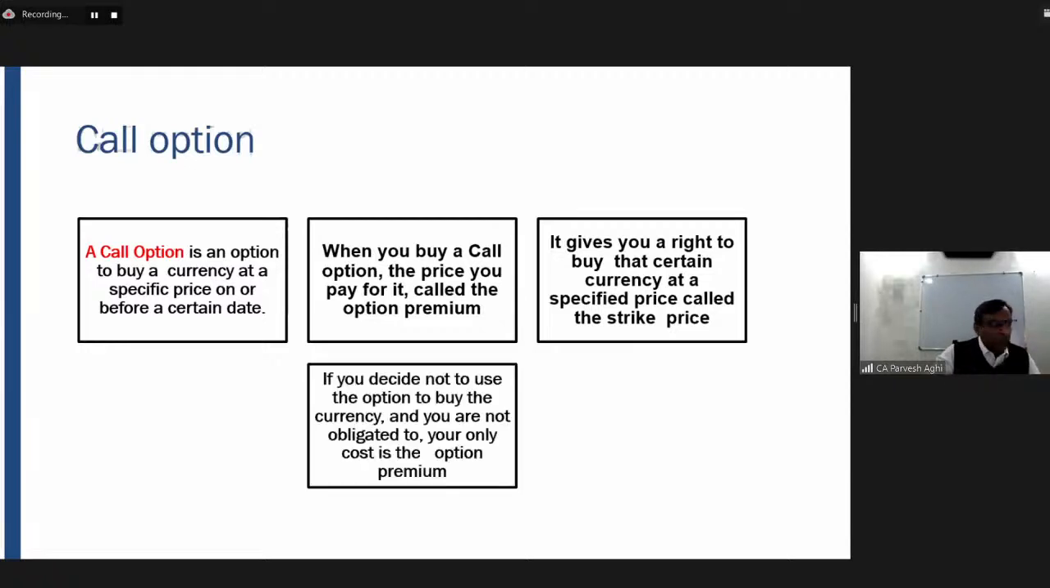Fine. If you decide not to use the option to buy the currency, you are not obligated to. Your only cost is the option premium. So in this case, you can simply walk out of the contract. If you think the currency has not gone in your favor, you can say, okay, I'm not going to exercise my right. Then whatever premium you have given to the writer becomes your cost. Otherwise, you have a chance to make unlimited gains if the currency moves in your direction.